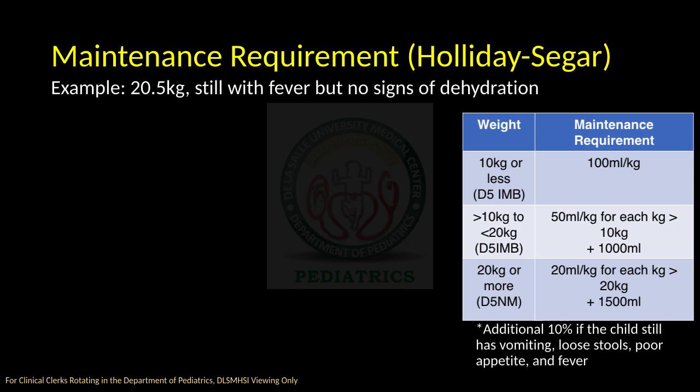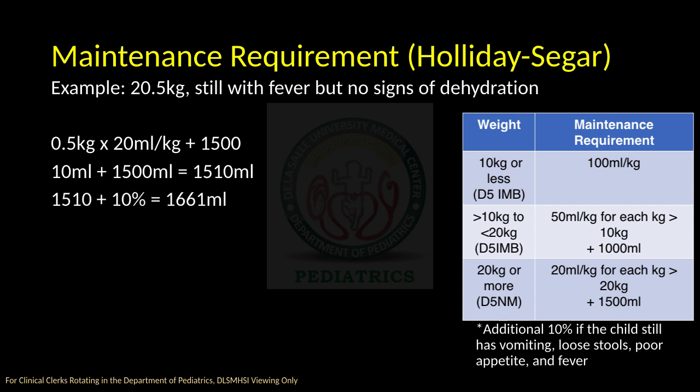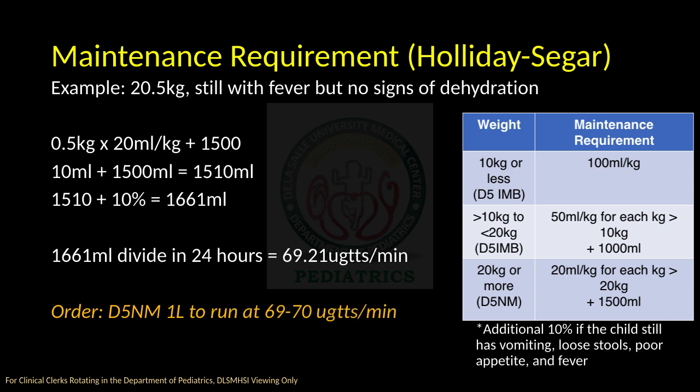Using the same weight, but the child still has fever with no dehydration, add an additional 10% of the value. Divide that by 24 and you will get this value. So order in the chart D5NM 1 liter to run at 69 to 70 microdrops per minute, or when using a macro set D5NM 1 liter to run at 23 to 24 drops per minute.